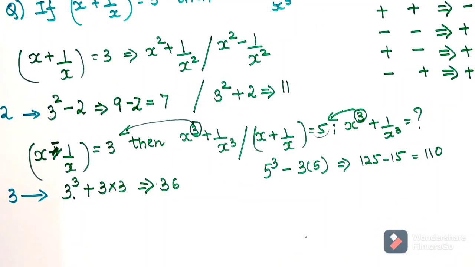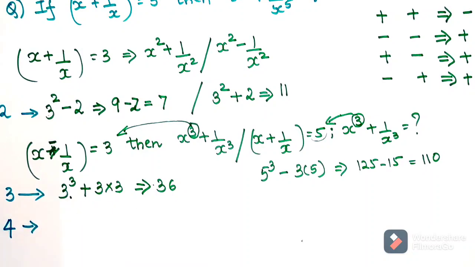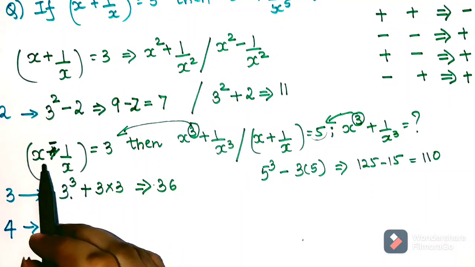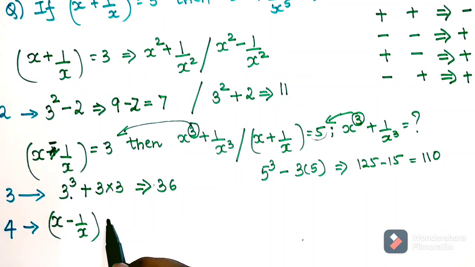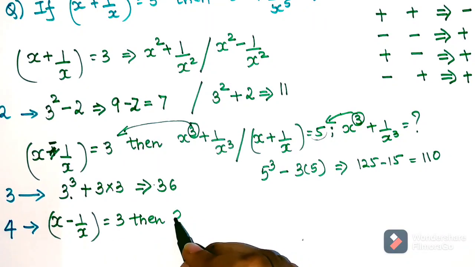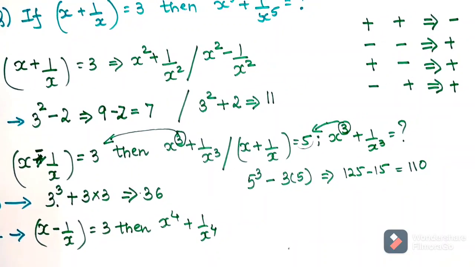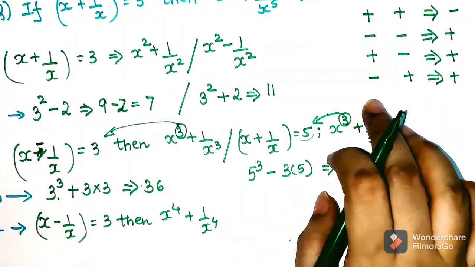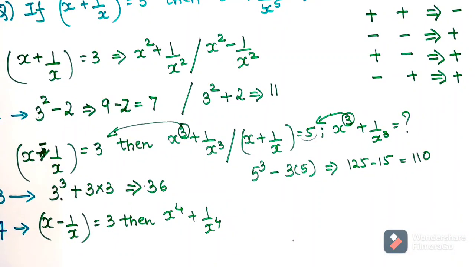Okay, now coming to the trick for 4. Understand, for this particular question, let's say they had given us x minus 1 upon x equals 3, and they were looking for x raised to 4 plus 1 upon x raised to 4. As we know, there is a minus-plus situation, so we are going to add. Now what is my trick? Very nicely we can do this.